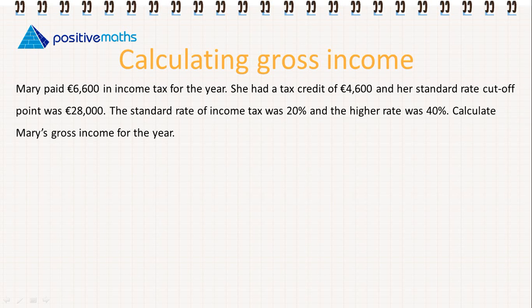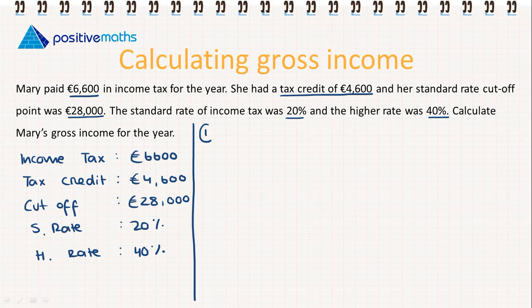So the next problem. We're told that Mary paid €6,600 in income tax for the year. She had a tax credit of €4,600 and her standard cut-off point was 28,000. The standard rate of income was 20% and the higher rate was 40%. So we need to calculate Mary's gross income for the year. Okay, so again, let's just identify what we're given.